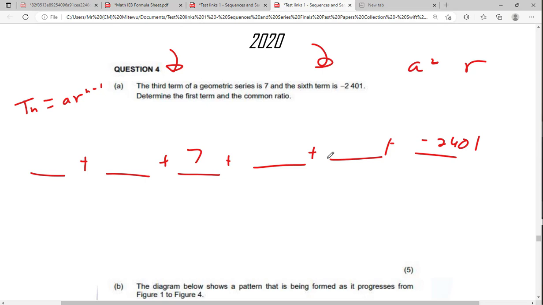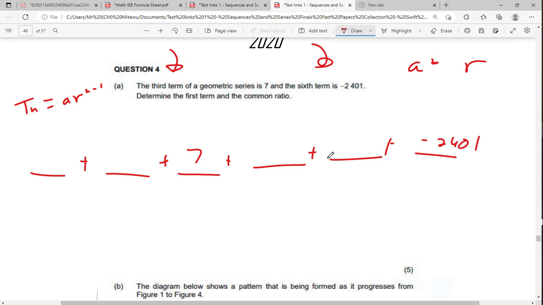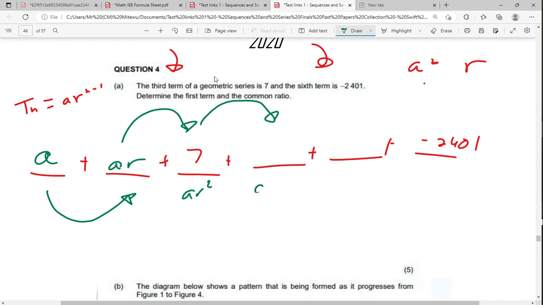What's another word for the first term? Because we don't know that, but how else can I represent the first term? If your answer was A, then you're correct. I can put that there. That's A. Now, how would I get from A to the next term? I'd multiply it by R. How would I get from AR to the next term? I'd multiply it by R. How would I get from AR squared to the next term?